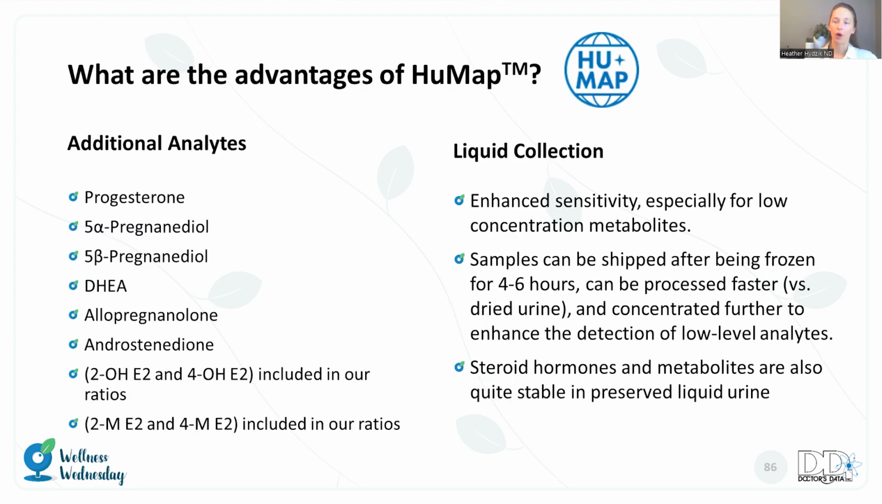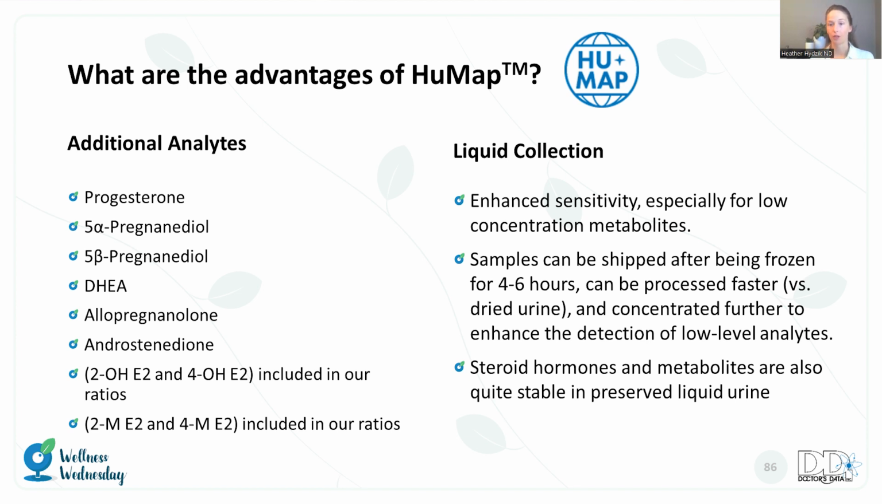So now that you know all about hormone metabolism and how to interpret and treat imbalances found in the urine testing, why might you prefer to use the HuMap? What stands out about Dr. Data's urine testing? The main advantage of liquid urine collection is enhanced sensitivity, especially for low concentration metabolites. Dried urine has to be reconstituted from filter paper once the sample arrives, and then the reconstitution can lead to loss of polar steroid metabolites or creatinine for some patient samples.